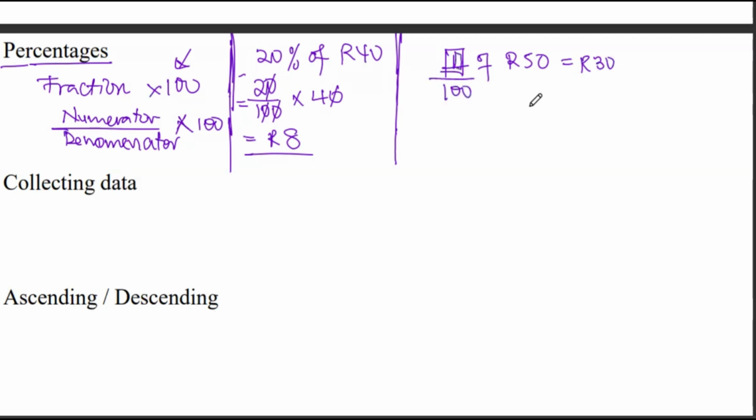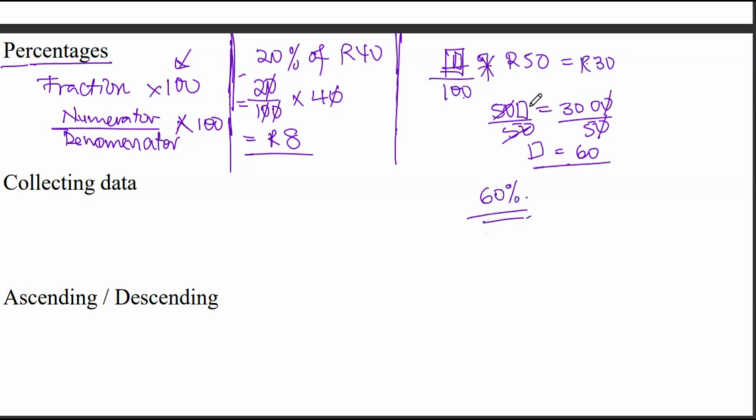So what you have to do is, it becomes 50 over the missing value, and we get this. This 100 multiplied this side, we get what? Divide through by that. This goes with that, so this is missing. 300 is missing. You end up having 60. That means it's 60 what? 60%.